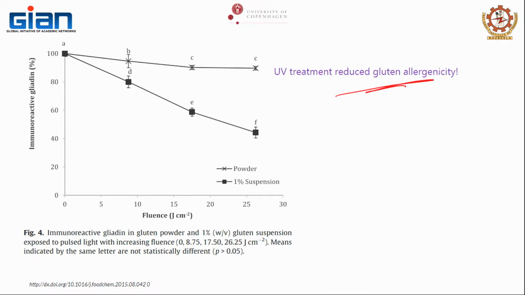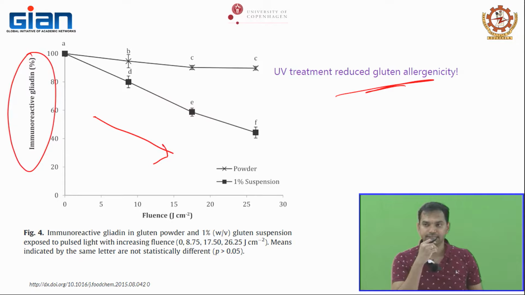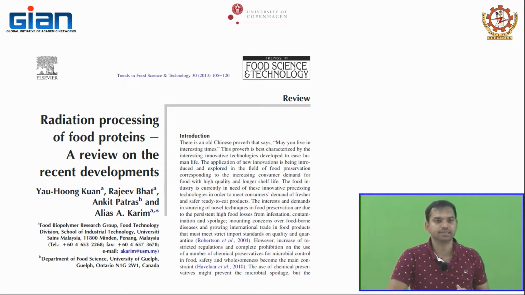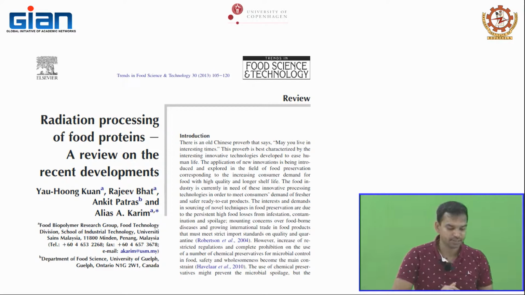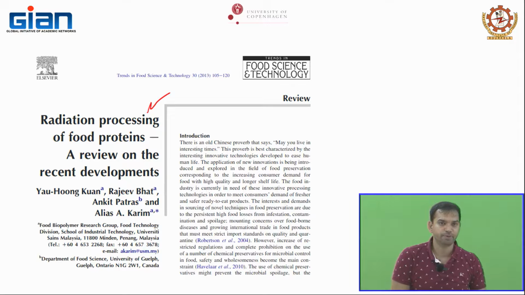Another interesting paper I found showed that gliadin is an allergenic protein. By UV treatment, the allergenicity can be reduced. If you really want to learn more about irradiation, light, UV, gamma, and how they affect techno-functional properties, try to read this nice paper. Okay? When you are free, just read this review article, there is a lot of information about it.